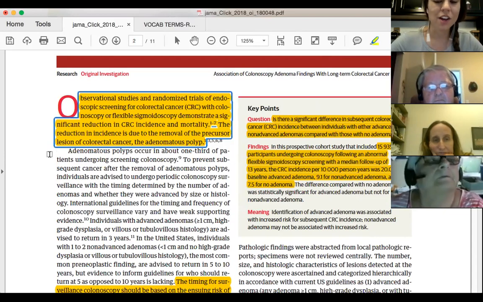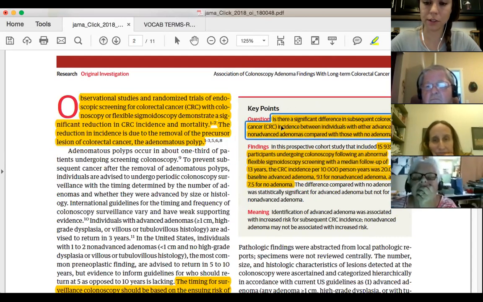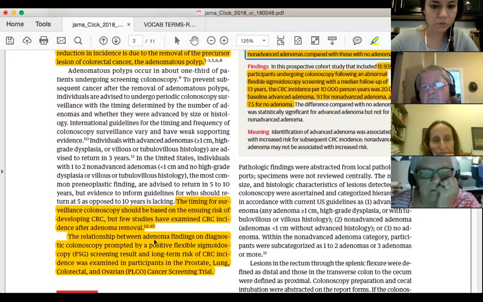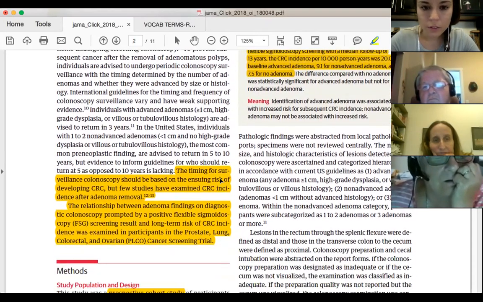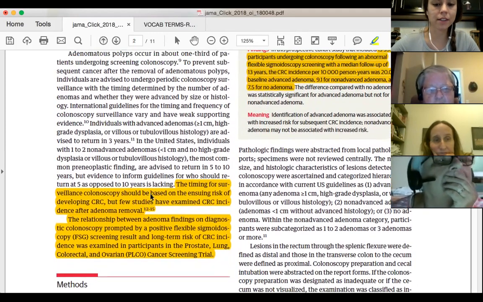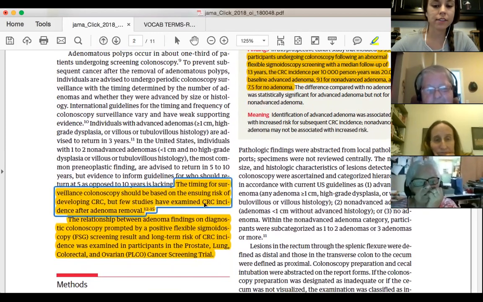The reduction in incidence is due to the removal of precursor lesion of colorectal cancer, adenomatous polyp. But then you come over here, and this is their question. This is what they want to know in this research article. Is there a significant difference in colorectal cancer incidence between individuals with either advanced or non-advanced adenomas compared with those with no adenomas? And the reason, so they go down, let's see here. Right here, the timing for surveillance colonoscopy should be based on the ensuing risk of developing CRC. So here's the problem. Few studies have examined CRC incidence after adenoma removal.